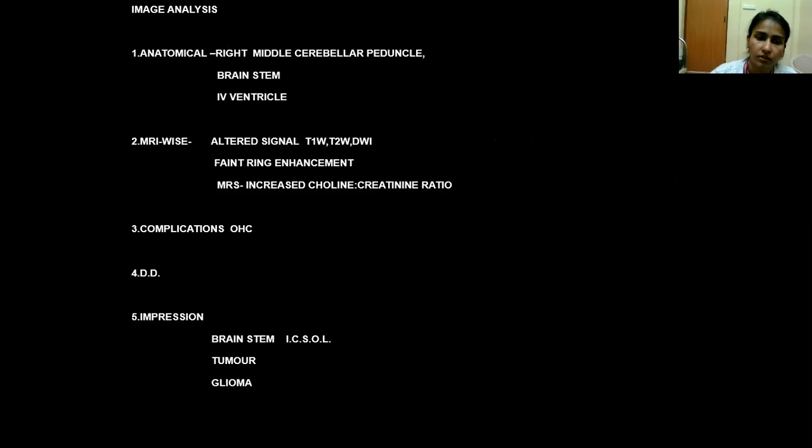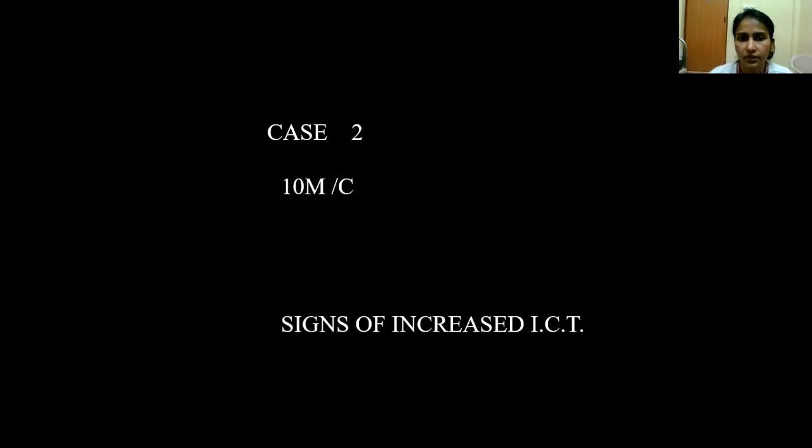Then we'll give the impression: this is an intracranial space occupying lesion seen in the right middle cerebellar peduncle involving the brainstem and likely a brain tumor, and the above findings are suggestive of brainstem glioma. Okay, now the second case.